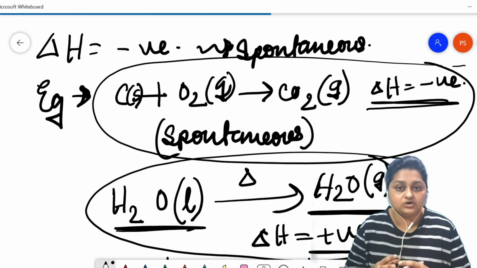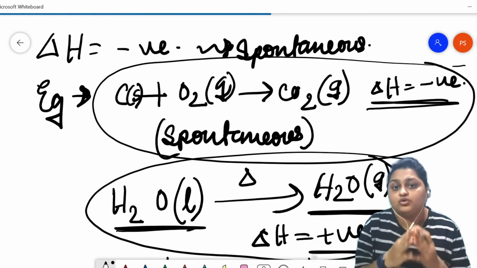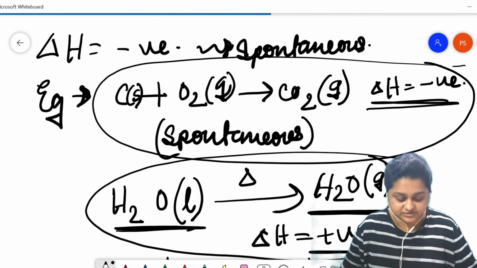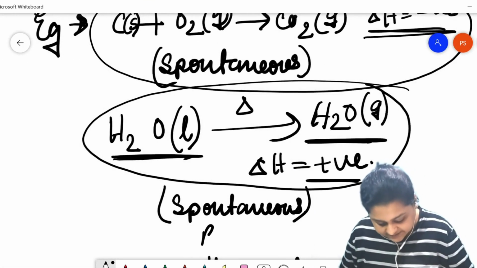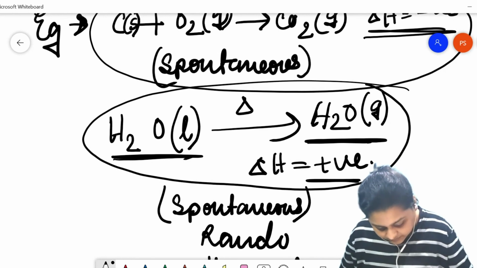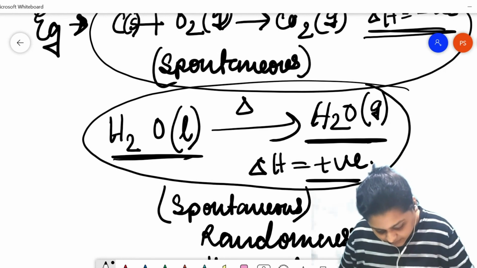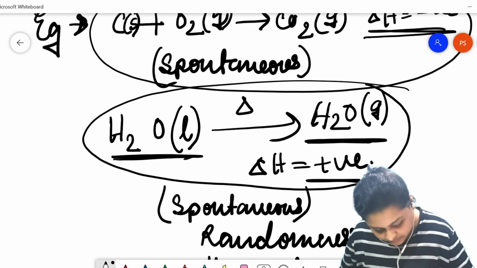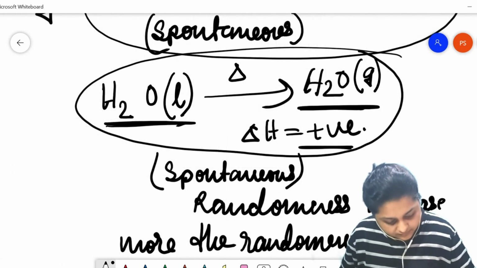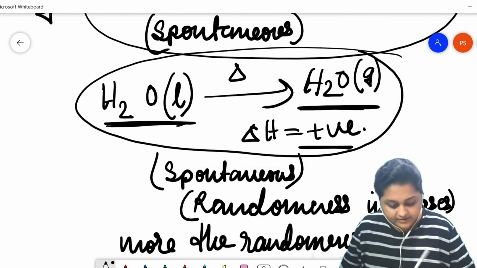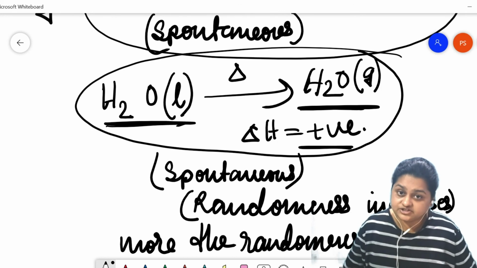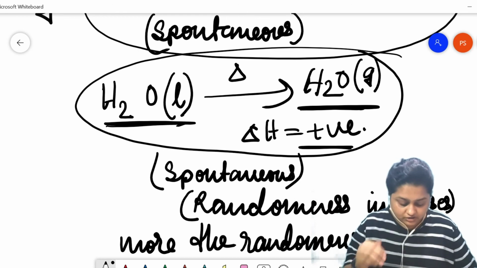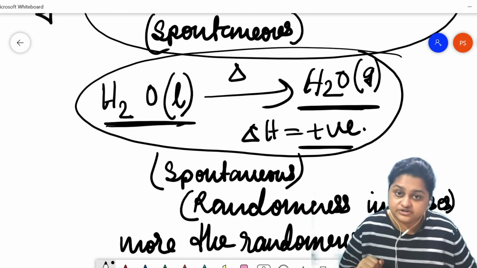We know that water molecule in gaseous state has more free motion compared to the liquid state, so the randomness has increased. Randomness has increased in this reaction. So we can say that randomness is another factor which determines the spontaneity of a reaction.